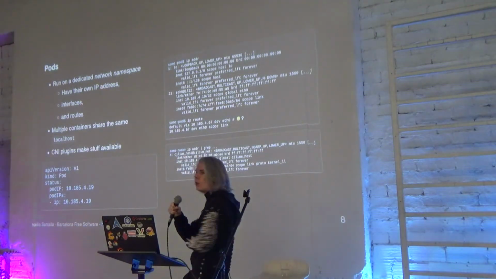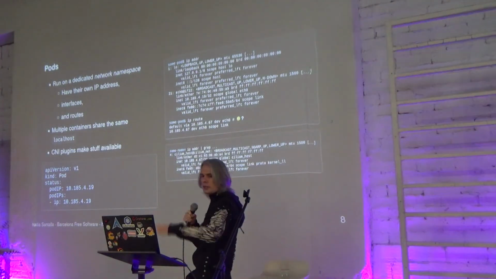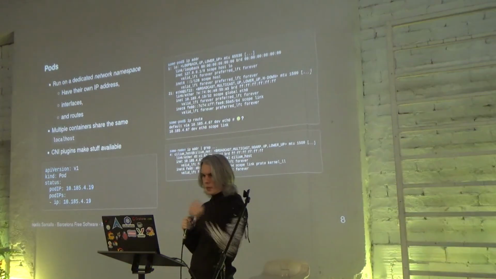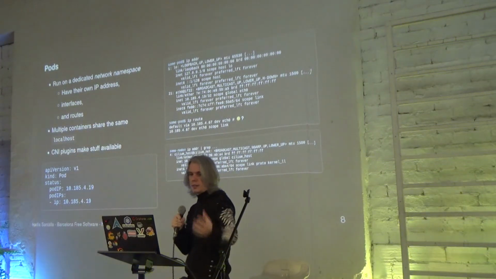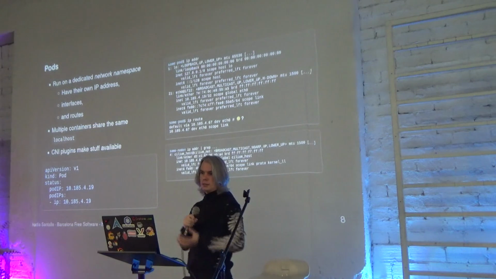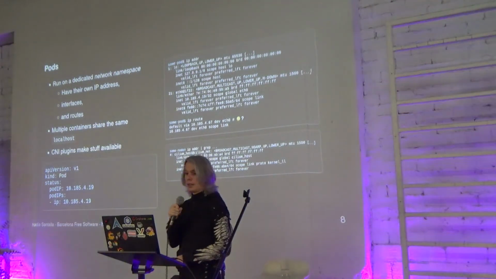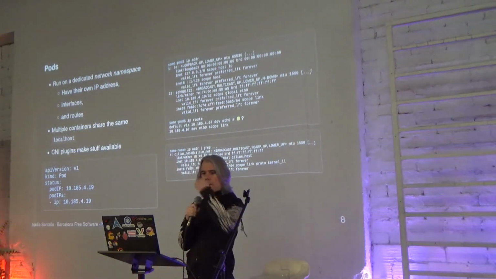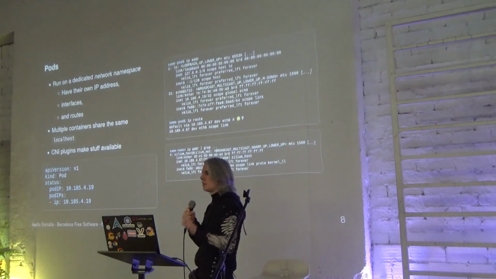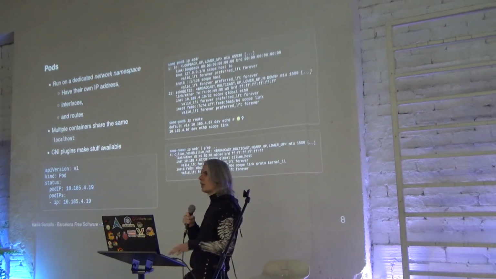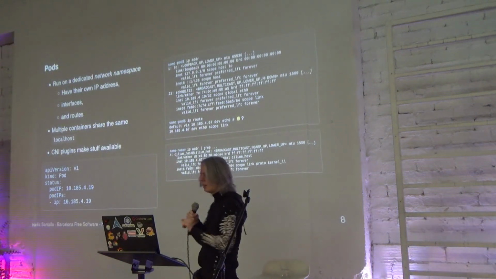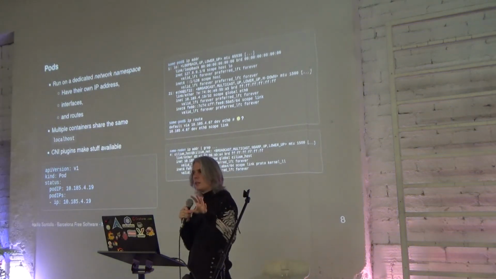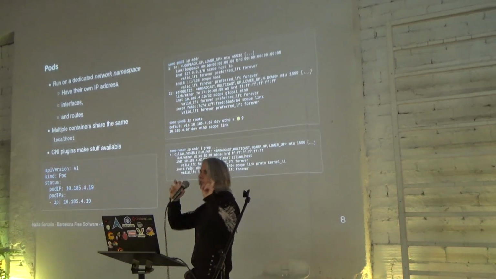So we already more or less know what a pod is. A collection of containers running somewhere, which has its own IP address, its own interface, and also has routes. IP networks need routes to work. Multiple containers inside the same pod are actually run in the same network namespace. This is different from Docker, again.